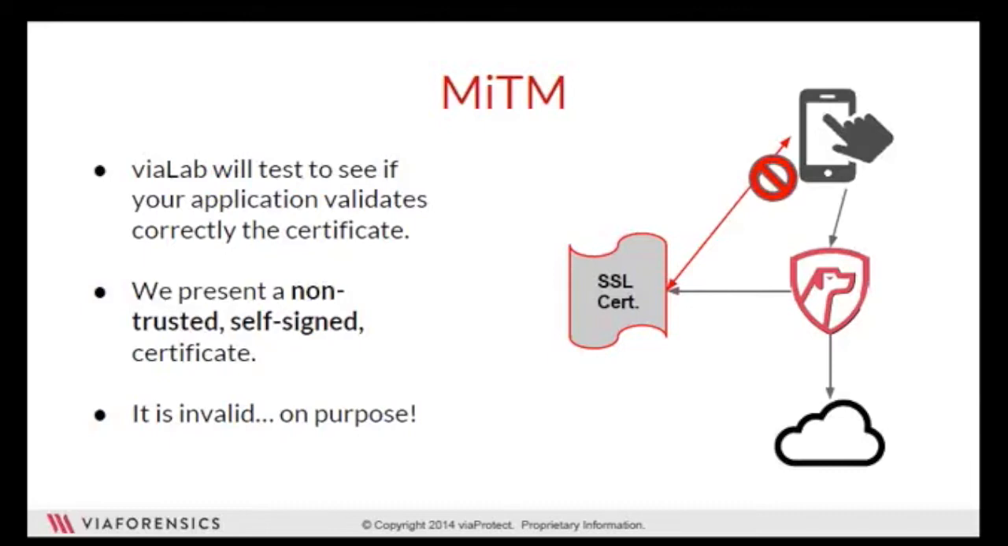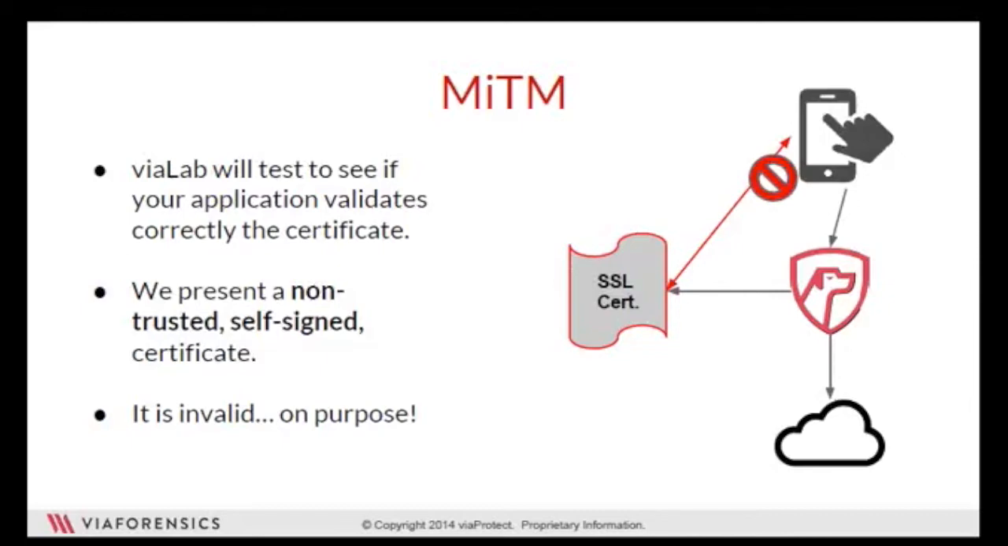A man-in-the-middle attack, like its name describes, is basically putting yourself, or in this case viaLab, in the middle of the traffic between your application and the end server. If you remember the diagram where the server sends the certificate to the client during the handshake process, in the man-in-the-middle process, viaLab is going to be the one sending the certificate. And this certificate is non-trusted and self-signed, which means that it was not signed by a trusted certificate authority. So it is invalid, and we do that on purpose so that we can see if your application is actually validating the certificate that it's receiving, and not blindly accepting any certificate.